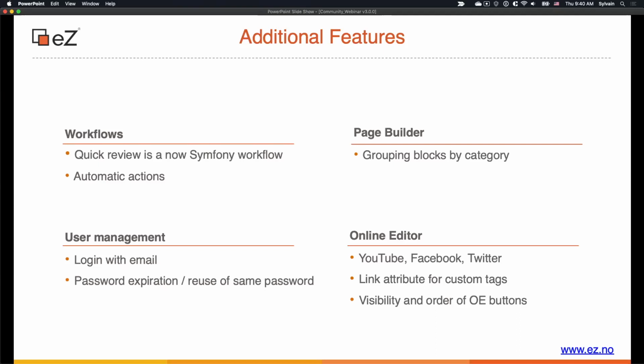Page Builder is coming with grouping blocks by category. On Page Builder, when you start having 20 or 25 blocks, even if we reduce the size of the block, there are a lot of small UI improvements on the Page Builder. I recommend you to check on that. But when you start having 20 or 25 custom blocks, you want to group them by category, and this is coming with 3.0.